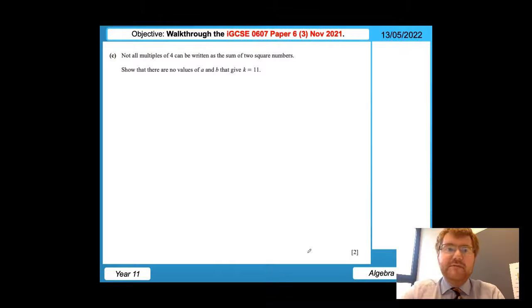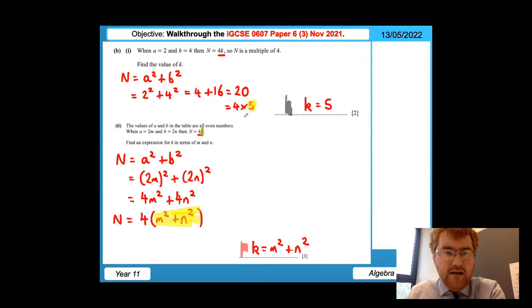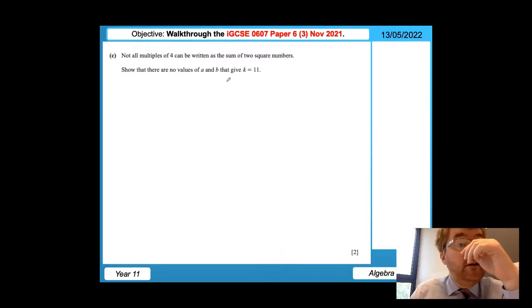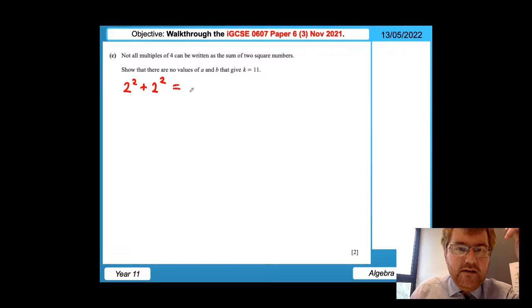Okay, and on to question C. So not all multiples of 4 can be written as the sum of 2 square numbers. Show that there are no values of a and b that give k equals 11. And the key thing here is to write all the combinations that we need. So a and b are all even, so we're only going to be working with even numbers here. So let's work first of all with 2 squared plus 2 squared. So both being 2, that gives me 8. So that's not going to work.